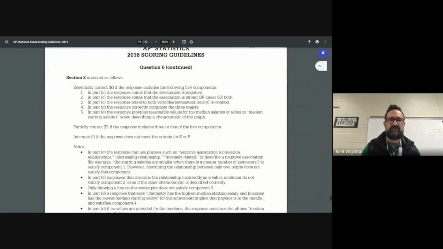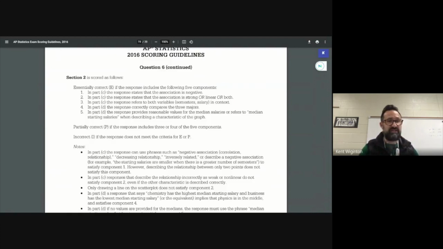Okay. For part D, I'm sorry, part C had one more thing. You had to refer to both semester and salary in context of that paragraph. If you left all context out, then you would have missed a piece. Okay, so for part C, negative was required. Context was required. So starting salaries and semesters, right? You had to state those kinds of things. And then you had to state he was either strong or linear or both to get that third element.